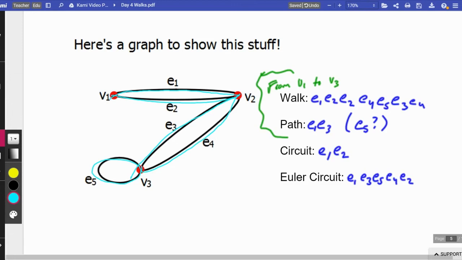We did repeat vertices, but typically we only care about the edges being traversed, not the vertices. Vertices are okay to repeat, in other words, but edges are not if there's a stipulation like an Euler circuit or a path. So this one, we listed out what it was.